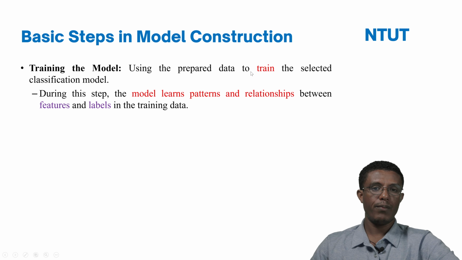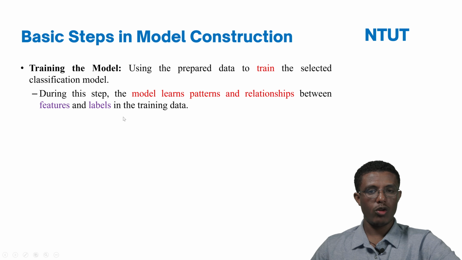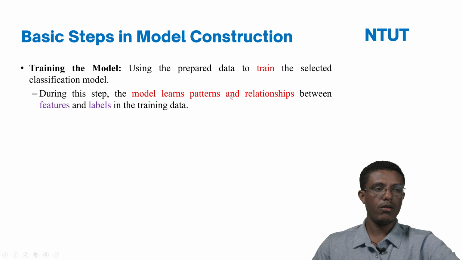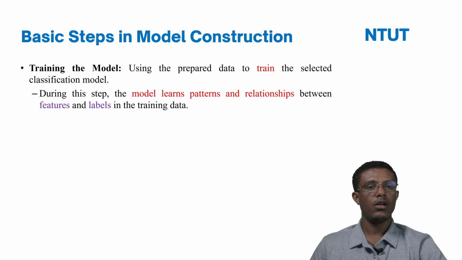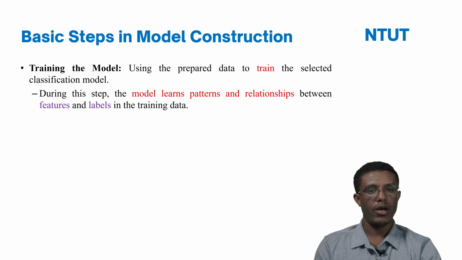Training means using the prepared data to train the selected classification model. Let's say we pick one algorithm, for example support vector machine, and then, using the pre-processed data, we train the model. During this step, the model learns patterns and relationships between the features and the labels. That means the selected model understands the mapping between the data X and Y.